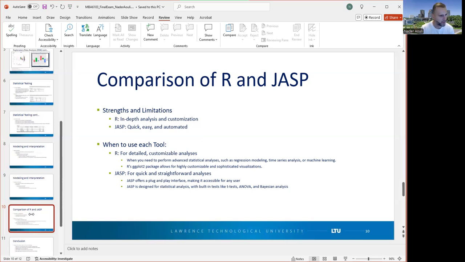Now looking at JASP, this is for quick and straightforward analysis. I personally like using both. With JASP, it's plug and play. They give you a data set, whether it's a CSV or an Excel file, you open it, and bam, you're able to see your data there and analyze it any way you want. So JASP offers a plug and play interface, making it accessible for any user. It's also designed for statistical analysis with built-in tests like t-tests, ANOVA, and Bayesian analysis.